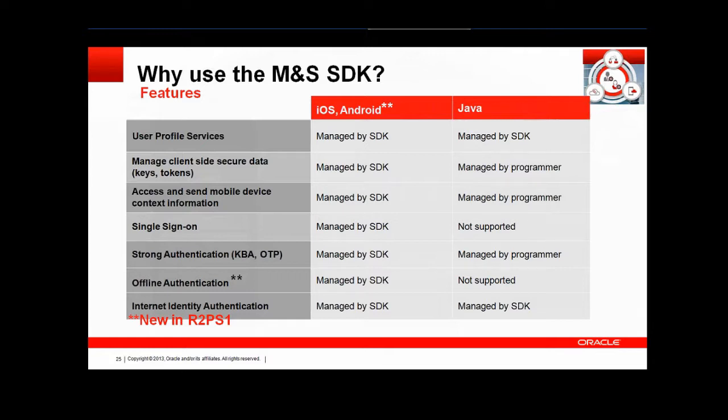And offline authentication is something that is new in Patch Set 1 that we released, right? So being able to do the offline authentication using the cached credential in the SDK on your mobile device, and that's basically something that is stored in the secure encrypted cache. Being able to use that to do offline authentication is something new that we have introduced in Patch Set 1.